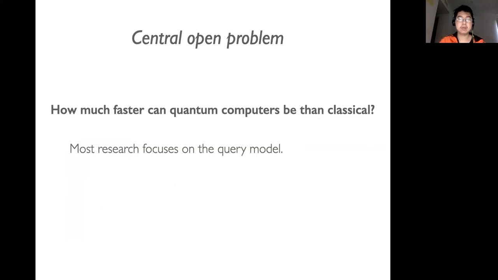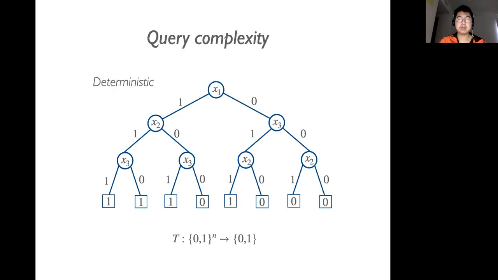A central problem of quantum computing is how much faster can quantum computers be than classical computers? Most of the research focuses on the query model, which is tractable enough to allow unconditional lower bounds, yet rich enough to capture most of the known quantum algorithms.